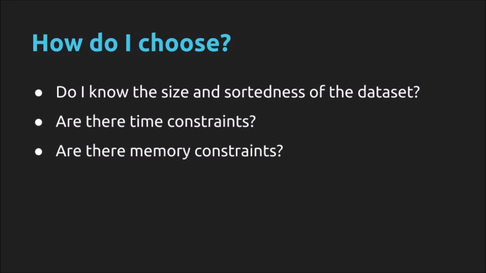If the size and sortedness of a dataset are unknown and there are constraints on the time taken, quicksort and merge sort will be preferred over the other sorting techniques. If the size and sortedness of a dataset are unknown and there are constraints on the memory consumption, insertion sort, selection sort, and bubble sort will be preferred over the other sorting techniques.